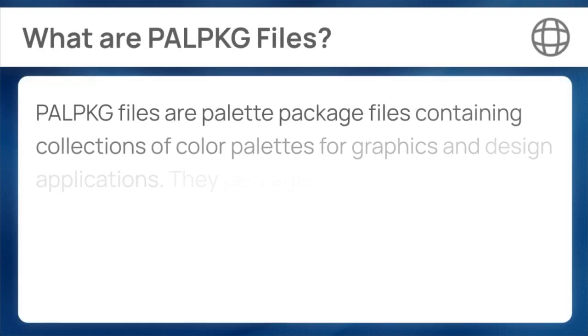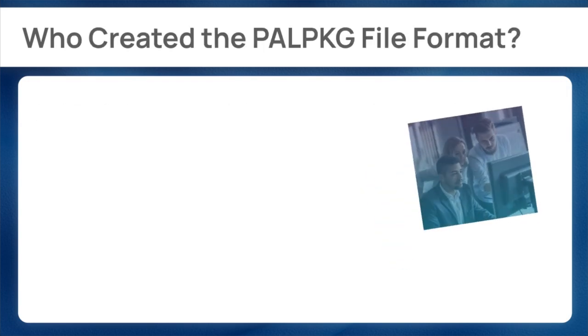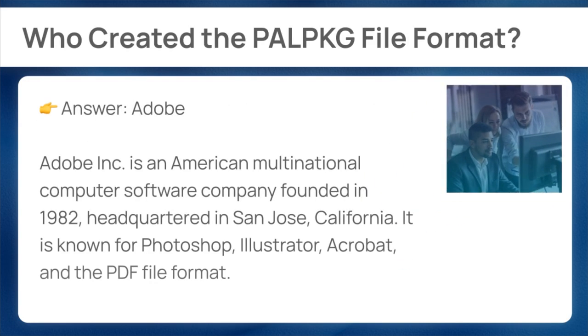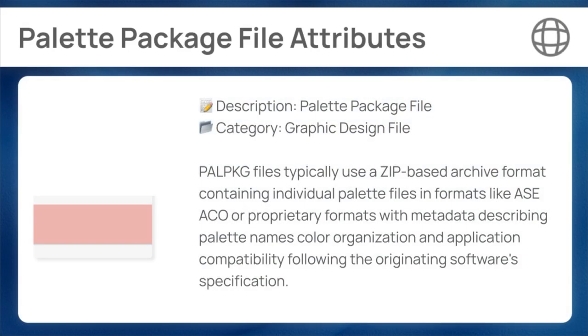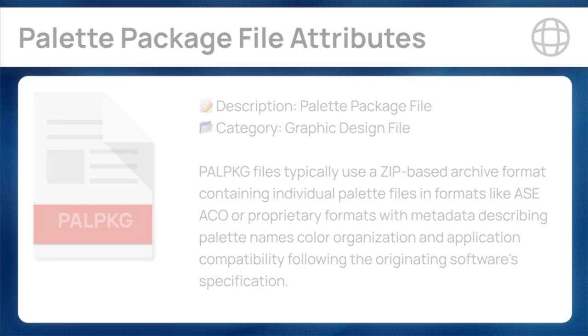PALPKG files are palette package files containing collections of color palettes for graphics and design applications. They package multiple palettes with metadata, color values, and organization information for distribution and installation in design software. PALPKG files typically use a zip-based archive format containing individual palette files in formats like ASE, ACO, or proprietary formats, with metadata describing palette names, color organization, and application compatibility following the originating software specification.